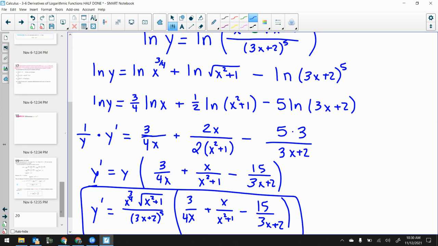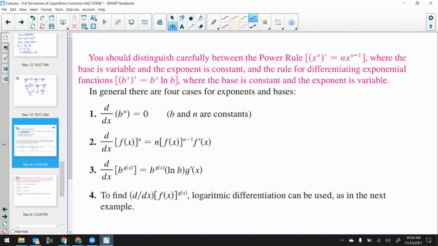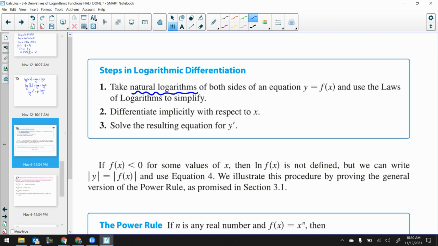Let's do, so I think we were here. Okay, so remember the steps for logarithmic differentiation. First thing, take the natural log of both sides, differentiate implicitly, like we did, we said 1 over y, y prime, and then solve the resulting equation for y prime, okay? So those are the steps for logarithmic differentiation. Apply the natural log to both sides, use implicit differentiation, and then solve for y prime, okay?